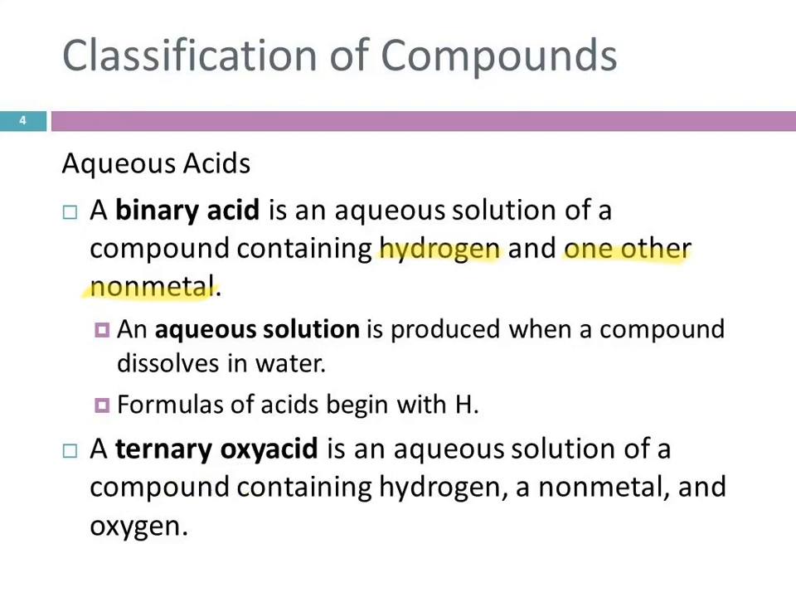Ternary acid, guess what? It's got three elements in it. This is a ternary oxyacid. So it's got oxygen. So it's got hydrogen, a nonmetal, and oxygen. So that's how we identify a ternary oxyacid.